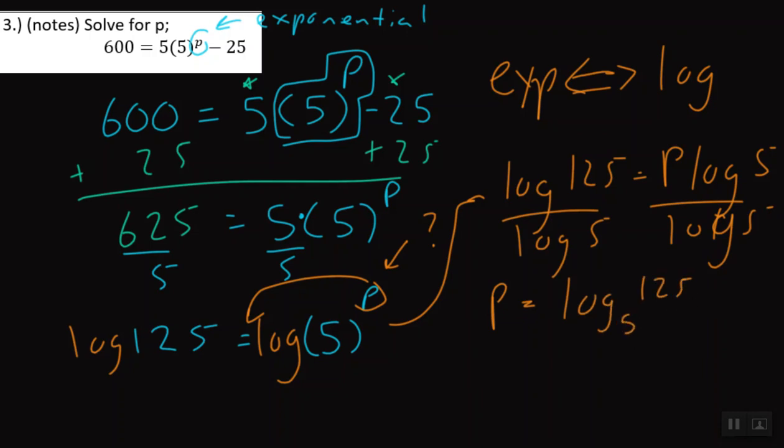Remember, if you just go Google a logarithm calculator, you can find these online. They will allow you to put in the 5 and the 125, and you'll see that your answer should be 3. Okay? Now let's move on to our fourth and final example.